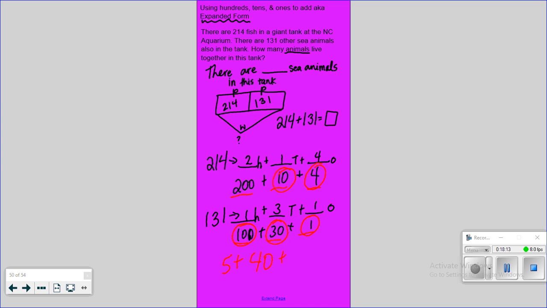Now I'm going to add my hundreds. 100 plus 200. What is that going to total? Kenley? 300. Now I need to put this back in a number. Is it 5,430? No. What is this number back in regular number form? Back in standard form. Lincoln? 345. So how many sea animals are in that one tank in the aquarium? 345. That's okay.